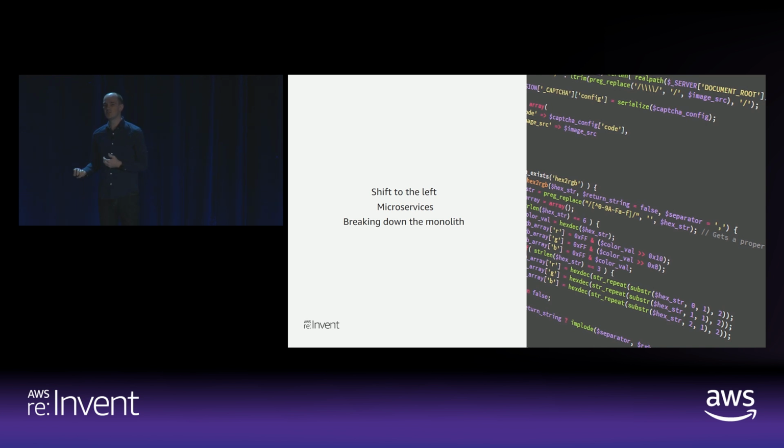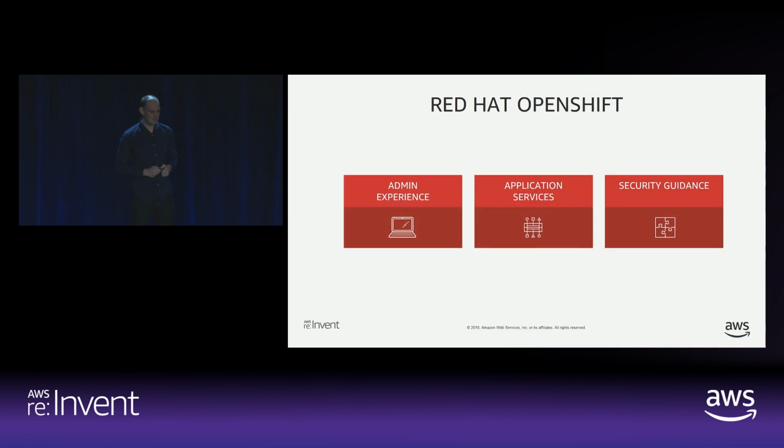We went through this breaking down the monolith process at Amazon, where we broke down a 2.4 gigabit monolithic application written in Java down into thousands of microservices over the course of a couple of years. And the result is obviously what you know today as Amazon Web Services.